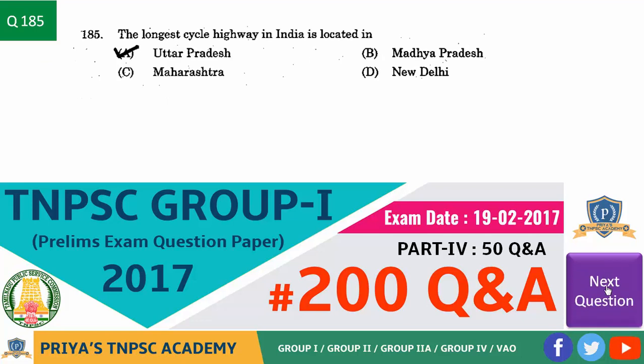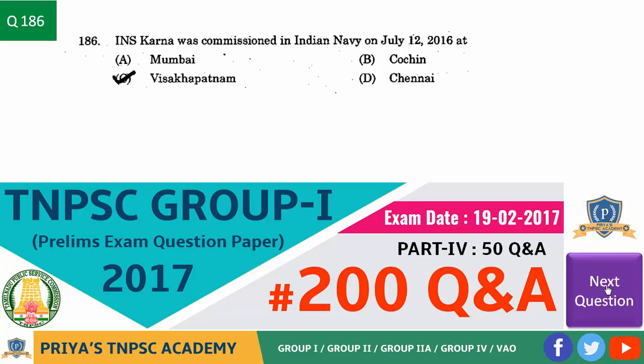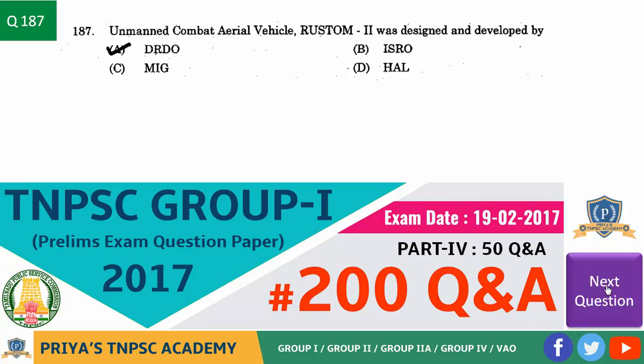Next question. The longest cycle highway in India is located in. Answer is option A, Uttar Pradesh. Next question. INS Karna was commissioned in Indian Navy on July 12, 2016 at. Answer is option C, Visakhapatnam. Next question. Unmanned Combat Aerial Vehicle Rustom 2 was designed and developed by. The answer is option A, DRDO.